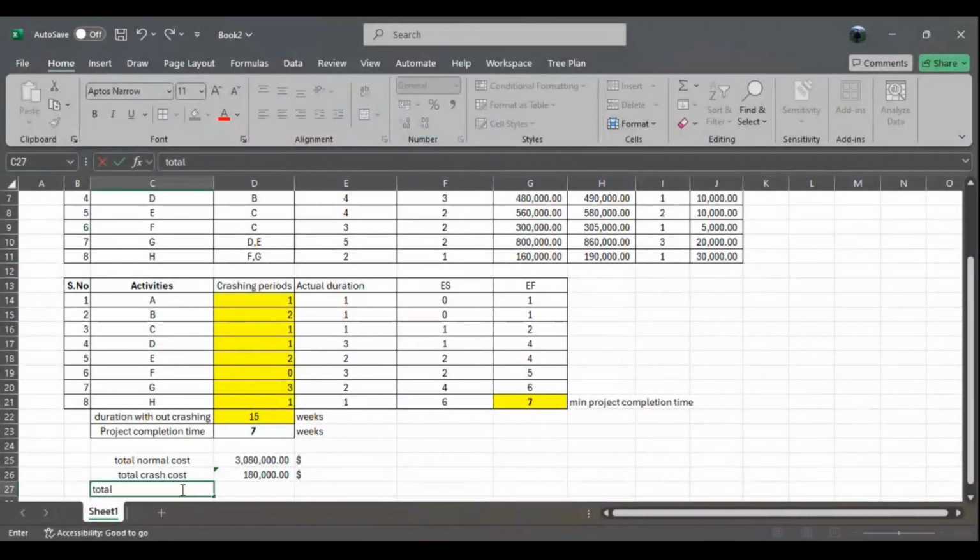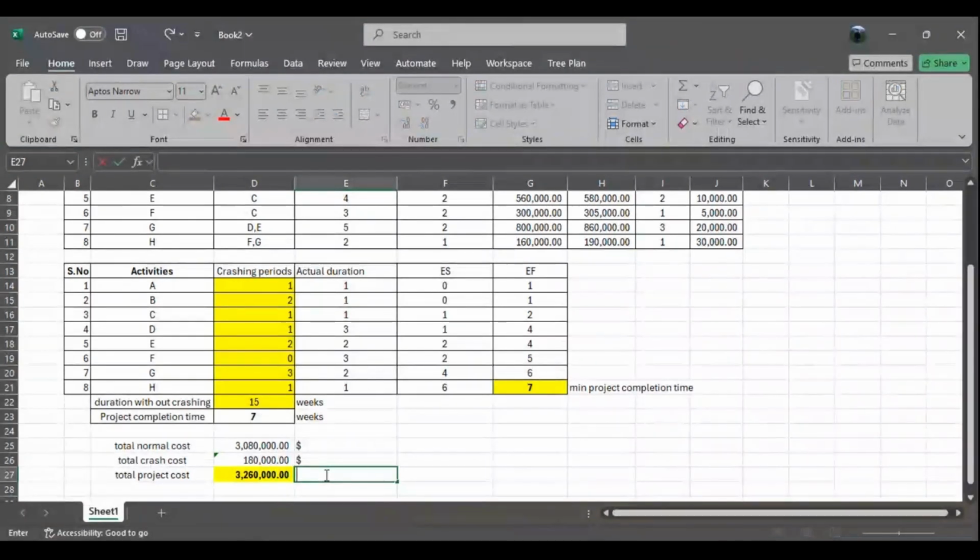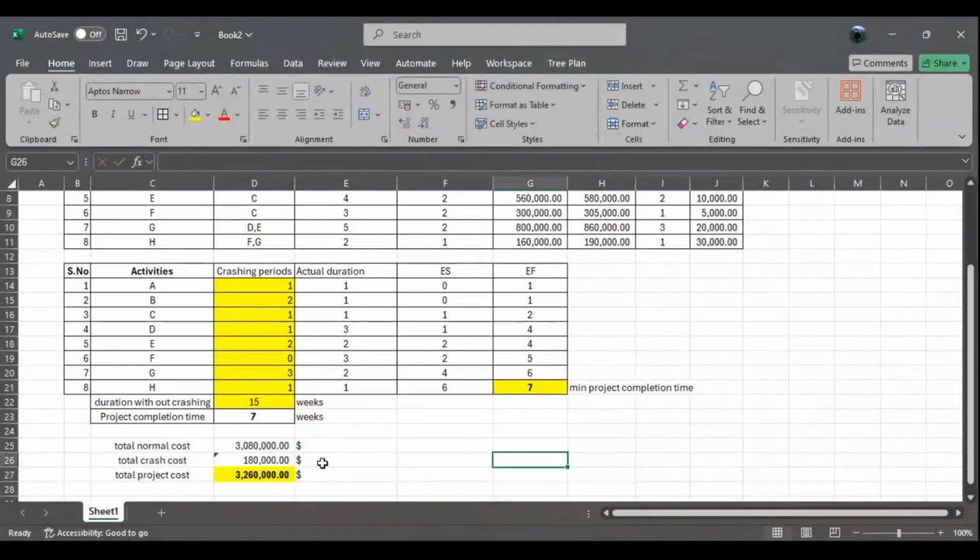If I put a total project cost, that would be just the addition of the total normal cost plus the total crash cost right here. Now, this is the total cost, and I'll highlight that and maybe bold it so that it can be basically highlighted.